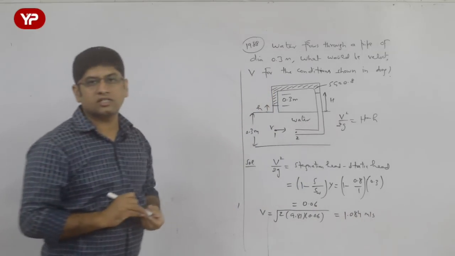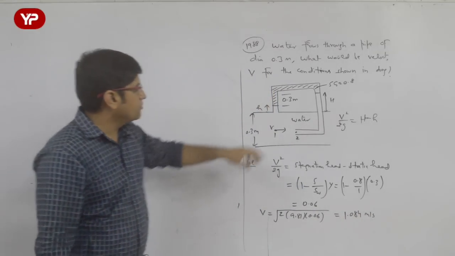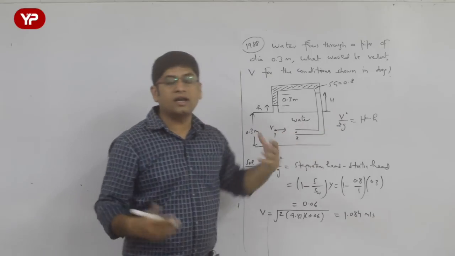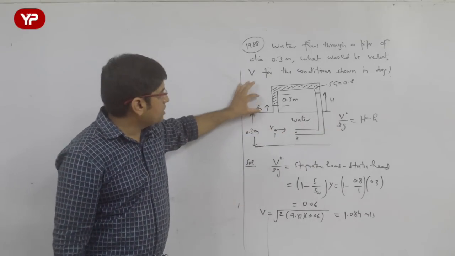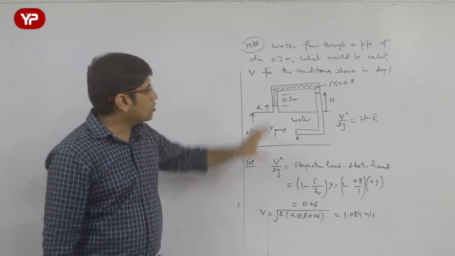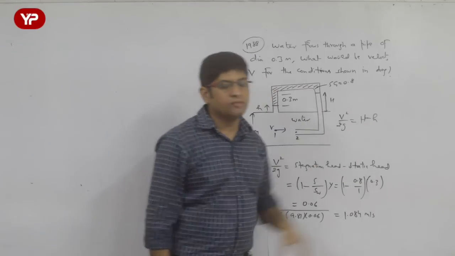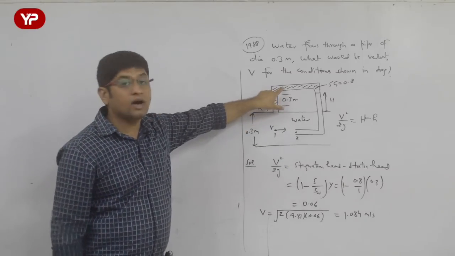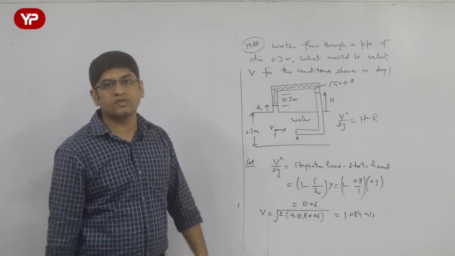Capital H is the stagnation head, small h is the static head, and V square by 2G is the kinetic head for that. Now capital H minus small h given to us is 0.3. But you know this cannot be directly written as 0.3 because this is given in terms of another fluid which is of specific gravity 0.8.